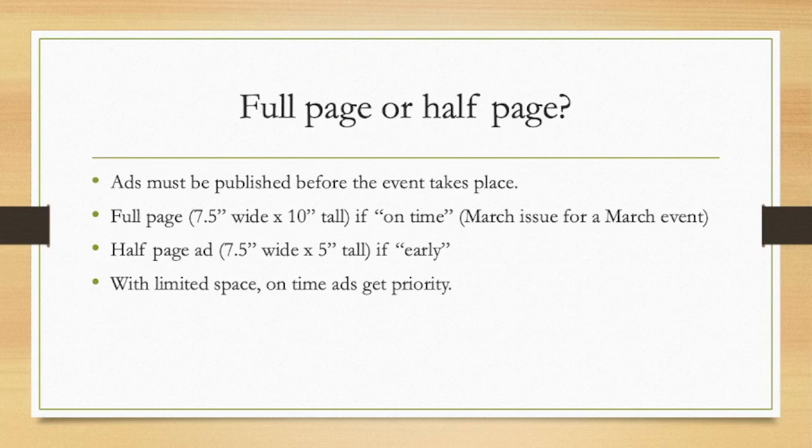One thing you may or may not know about the Kingdom newsletter is we are restricted in our number of pages. It must be exactly 16 pages, no more, no less. So if we have a whole bunch of events that month, you may be asked to submit a half page ad as your primary ad because we just have so many that need to fit into that newsletter.